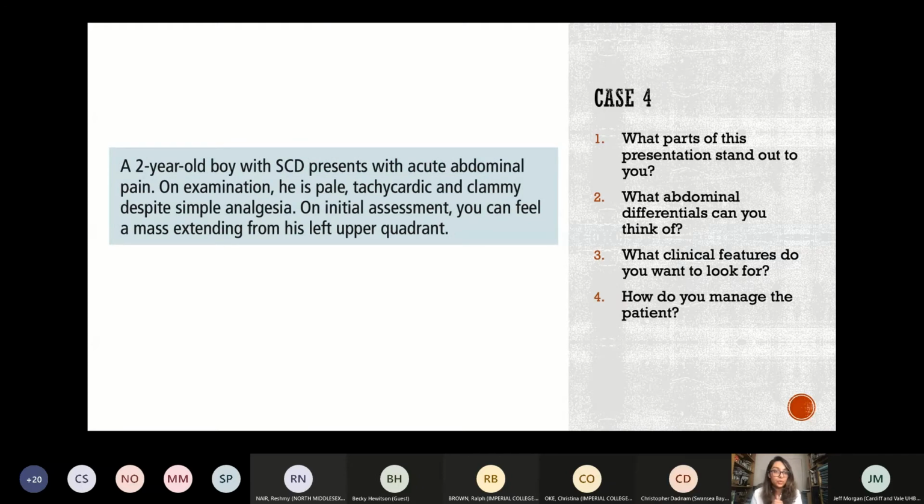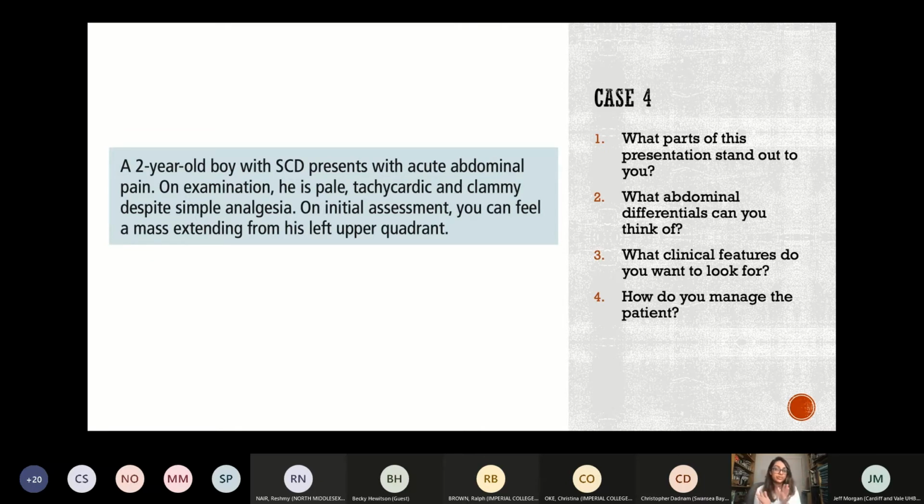So case 4, we've got a 2-year-old boy with sickle cell disease who presents with acute abdominal pain. On examination, he's pale, he's tachycardic, and he's clammy despite some simple analgesia. And on initial assessment, you can feel that he's got a mass extending from his left upper quadrant.